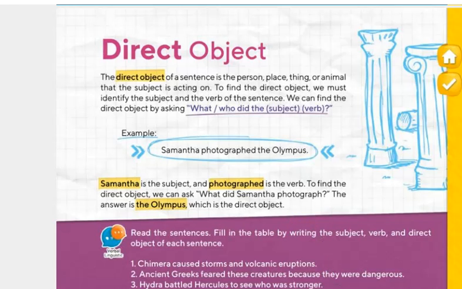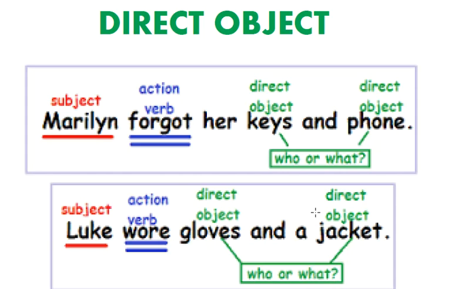Okay, I will explain this with another example. Please pay attention, okay? This is the example. We have here two sentences. Marilyn forgot her keys and phone. Remember, we have to find first the subject and the verb. The subject is Marilyn. The verb is forgot. Remember, we have to ask this question. Marilyn forgot what? She forgot her keys and phone. That is the direct object, keys and phone, right?